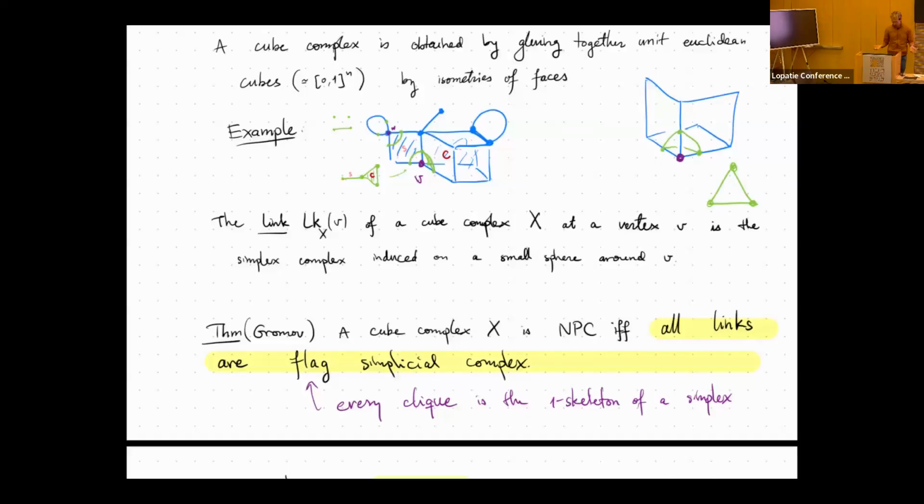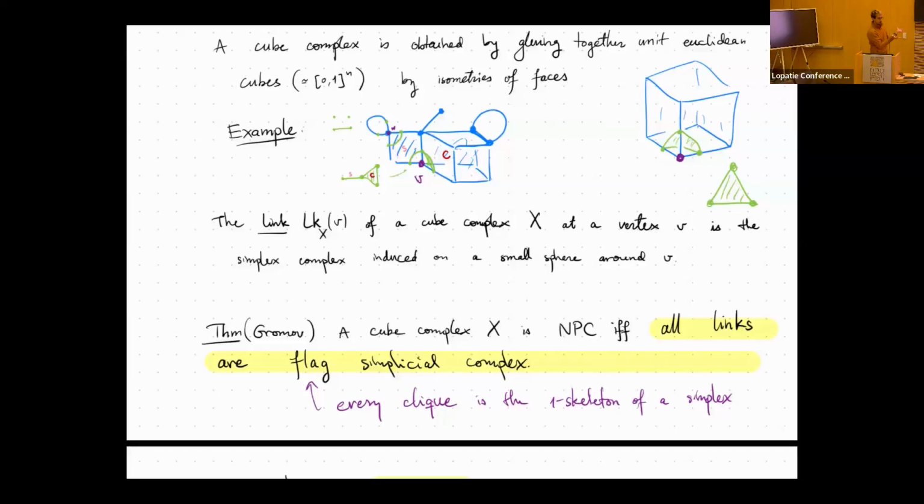Okay, to make it locally CAT(0) at this vertex, I'll need to add the cube, the whole cube. Once I add the whole cube, it's like filling this thing up, so that geodesics become shorter. Right, exactly.